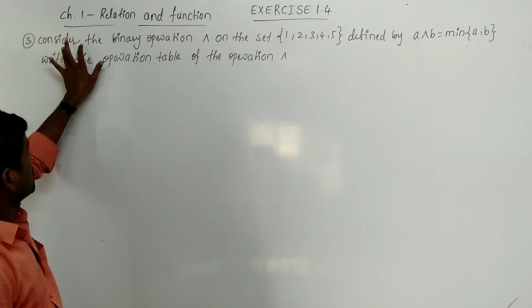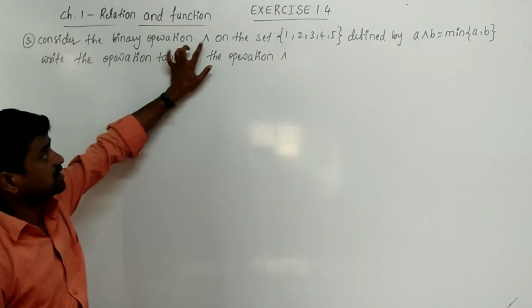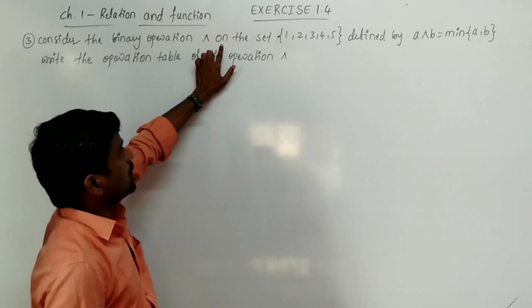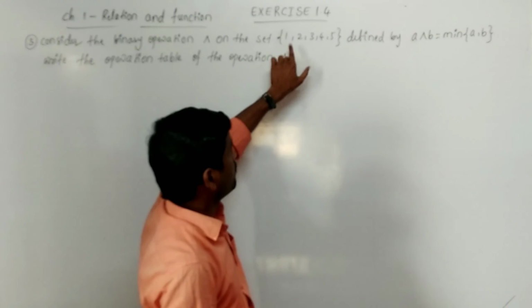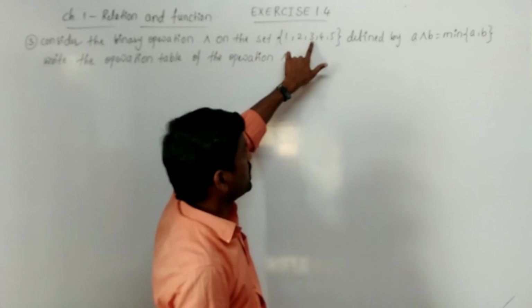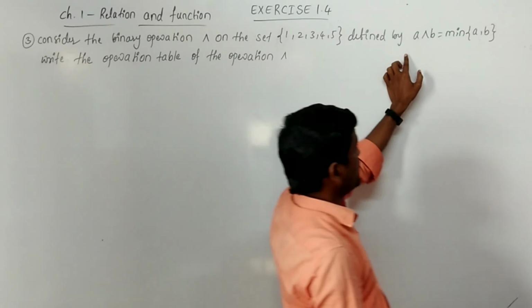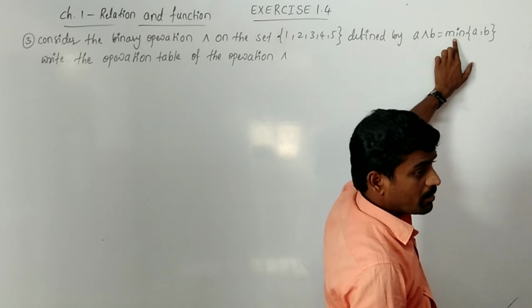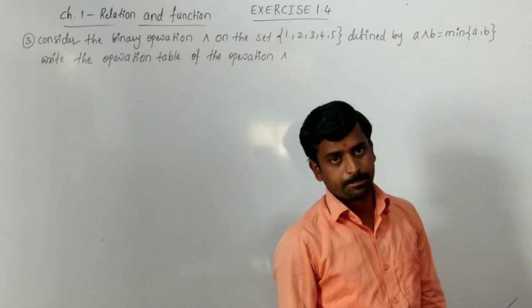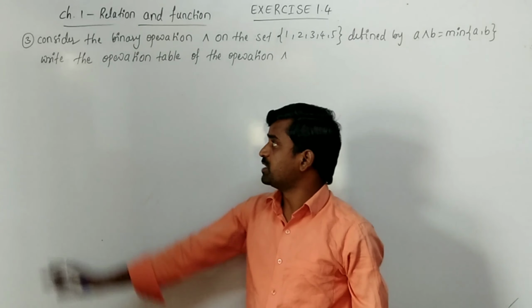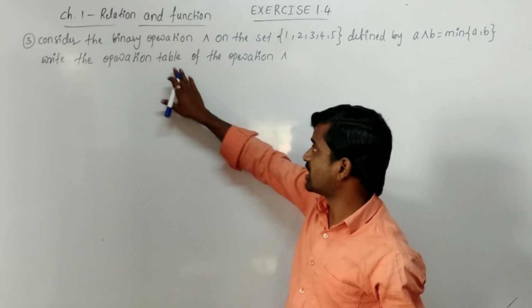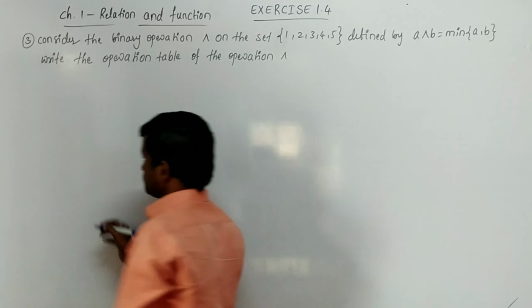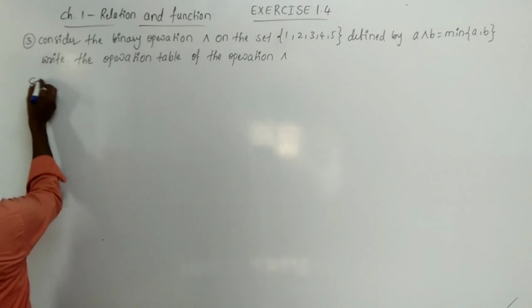Third question. Consider the binary operation, this symbol, on the set of elements 1, 2, 3, 4, 5, defined by a operation b equal to minimum of a and b. Write the operation table of the operation. Solution.